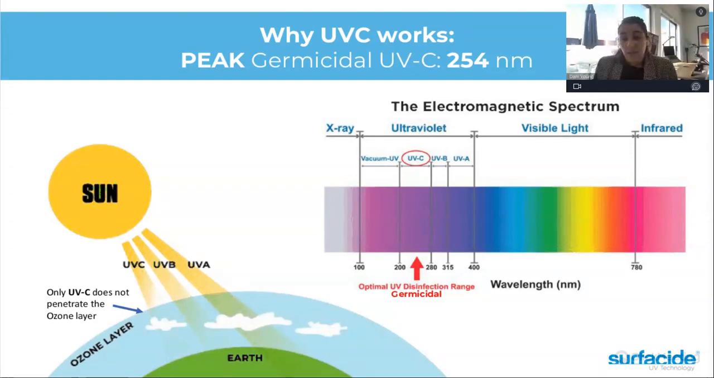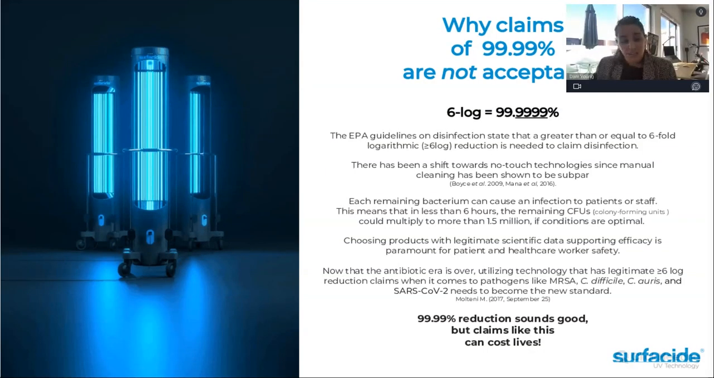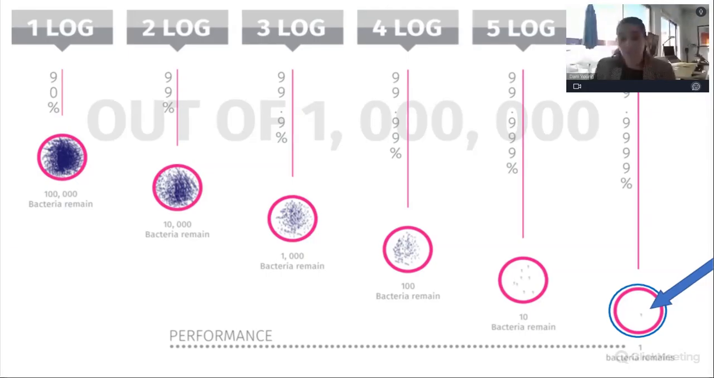Now, all of our claims and all of our data at Surfacide is what we call a 6-log reduction. For those of you who are familiar with it, essentially what that means is that 99.9999% of all pathogens and bacteria in a certain area are going to be rendered deactivated. So when you hear Clorox wipes or somebody saying we kill 99.9% of all bacteria, while that's good, the truth of the matter is that 1,000 bacteria remain in that one area. Those 1,000 bacteria can continue to replicate, and that's how surfaces become contaminated.